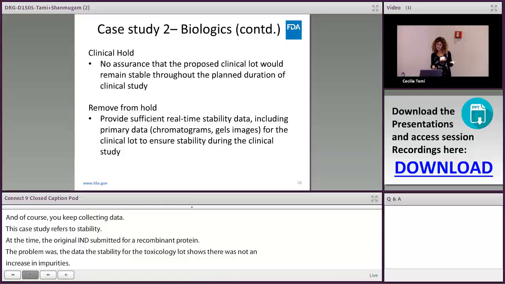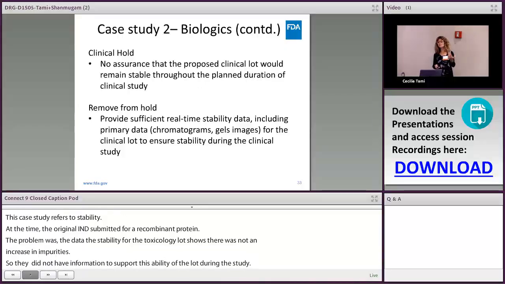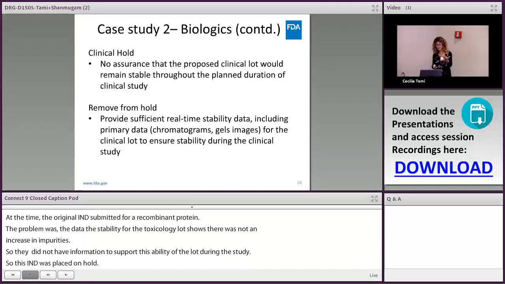And this IND was removed from hold when the sponsor provided stability data from the clinical lot, with the primary and tabular data supporting that the clinical lot remains stable.